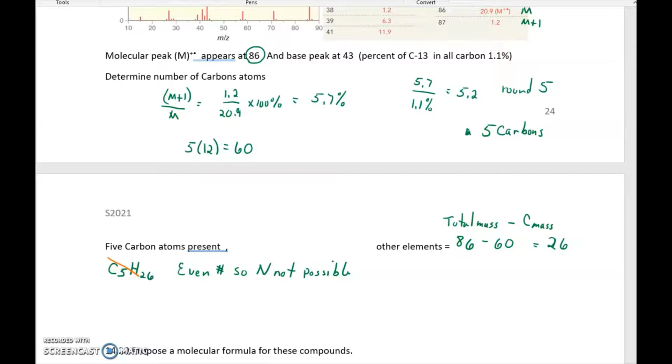So why don't we try an oxygen? I've got a mass of 26. I'm going to subtract off the mass of oxygen, which is 16, and that leaves me with 10. And this mass of 10 that's left is going to be hydrogen. So our formula here is C5H10O.